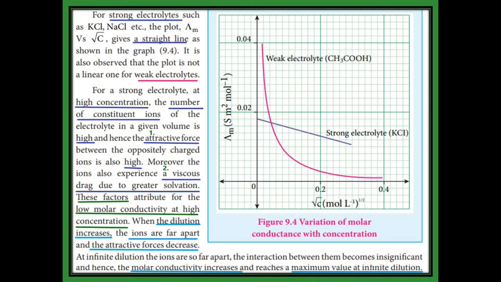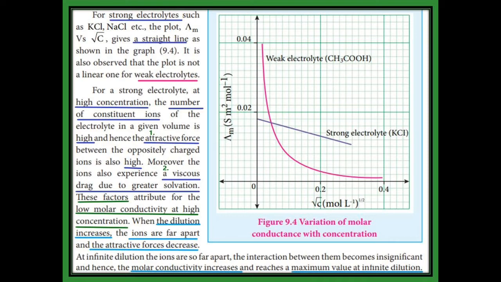For a strong electrolyte we are getting a straight line. For a weak electrolyte we are not getting a linear line, it is a curved line. So now in this slide we are concentrating only on the strong electrolyte. For the strong electrolyte, the molar conductivity is very low at high concentration.